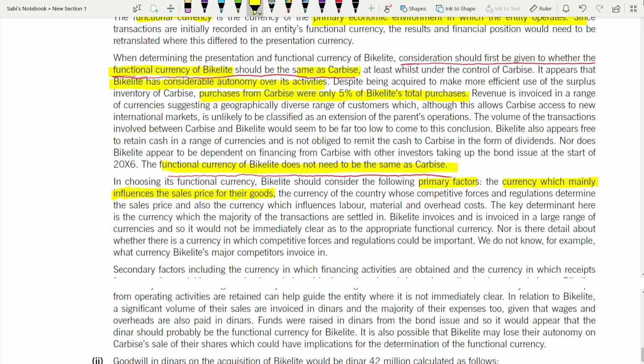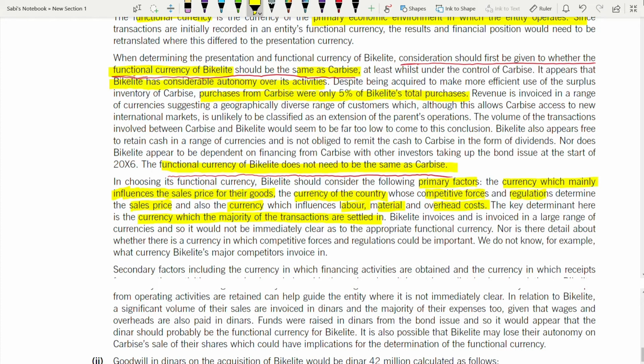So you have to see in which currency is your labor. That means your staff cost, or your material, or your overhead cost. So the currency of the country whose competitive forces and regulations determine sale price, also the currency which influences labor, material, overhead cost. So the key determinant here is the currency in which the majority of the transactions are settled. If the majority of your sales are invoiced in dollar, dollar is the functional currency. This is the main idea they are trying to say. So it depends on the currency in which the majority of the transactions are settling. That is the main key determinant here.